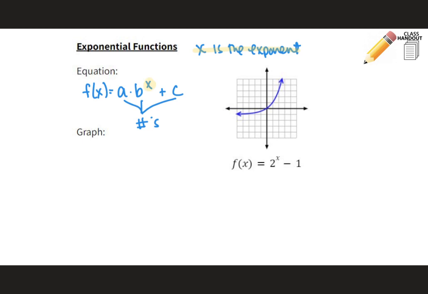So if we look at our example here, we have 2 to the x power minus 1. So these ones are numbers, and our exponent is a variable, in this case x. In terms of our graph, an exponential function is a curve. And I'm going to say it's not just a curve, but it's a curve that kind of flattens out on one side. So as we can see here, this exponential function starts flat and goes up. So I'm going to say a curve that flattens out.